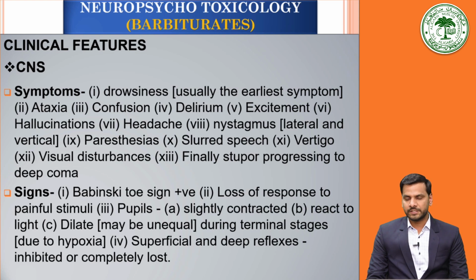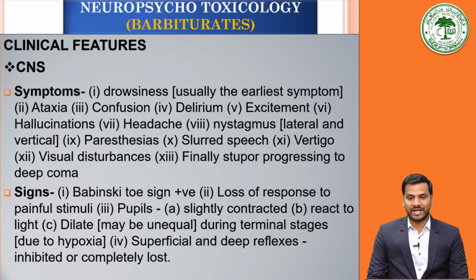Coming to clinical features. First, central nervous system. As it is a CNS depressant, the symptoms are drowsiness, which is the earliest symptom. Then ataxia, confusion, delirium, hallucinations, headache, nystagmus, which is lateral and vertical, paresthesias, slurred speech, vertigo, visual disturbances, and finally stupor progressing to deep coma.